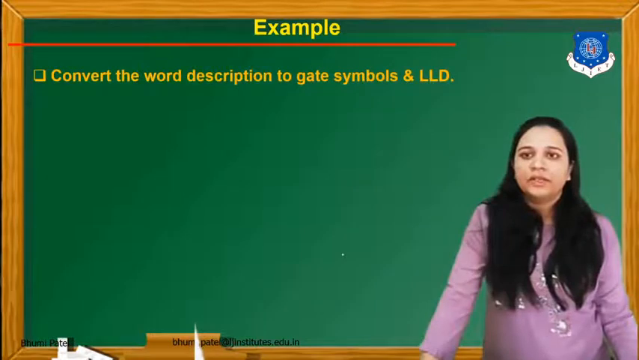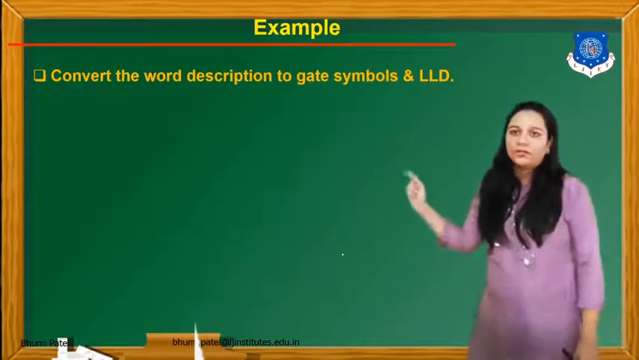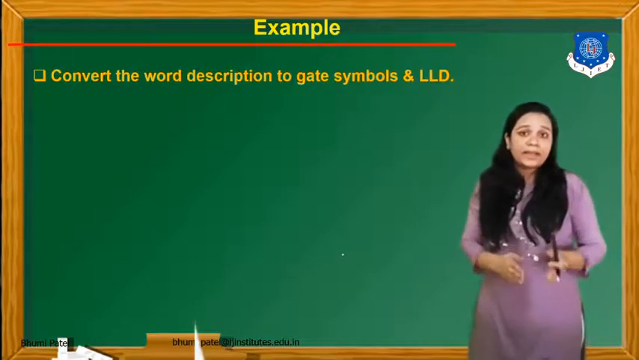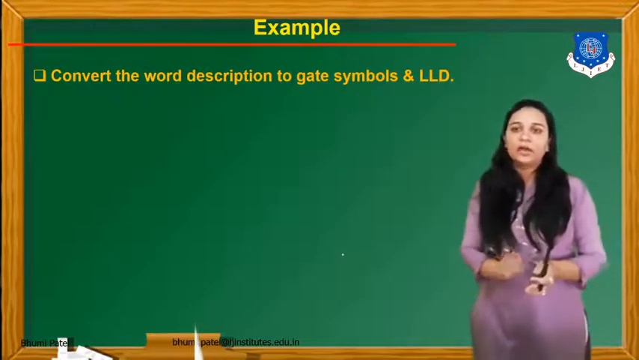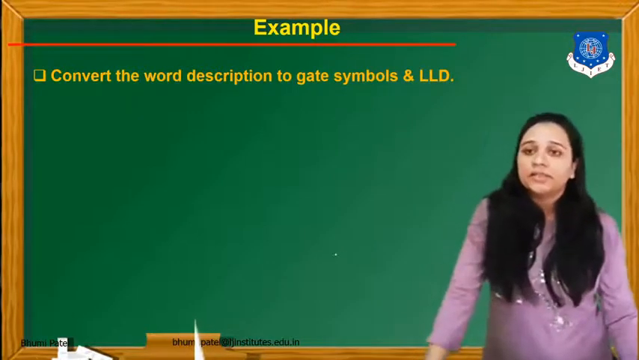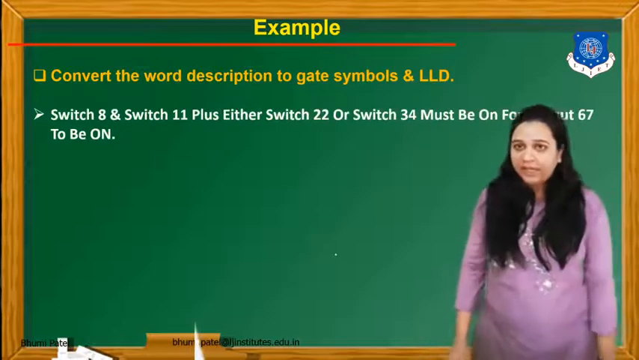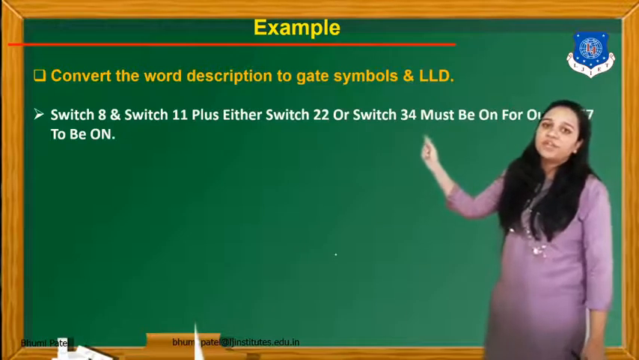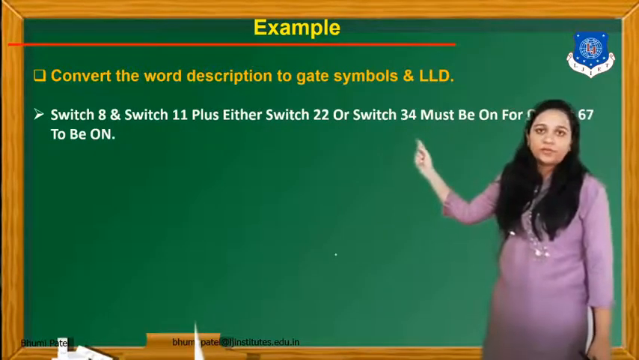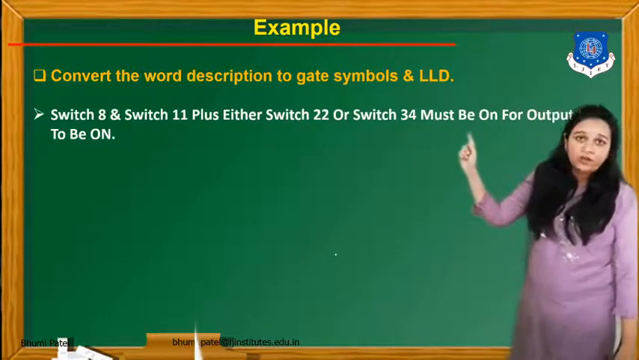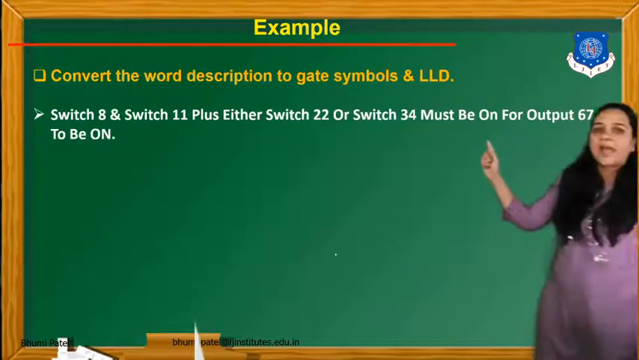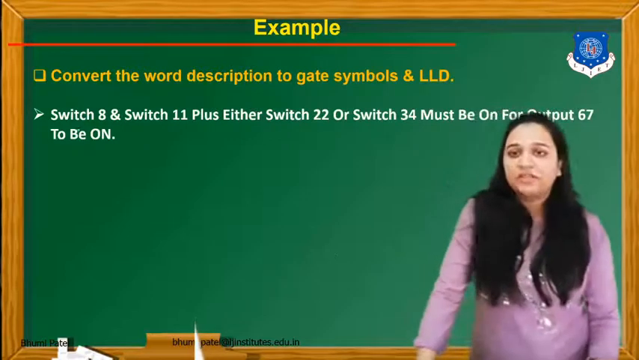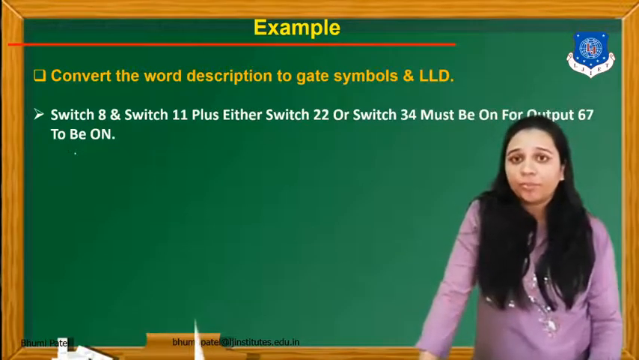Now, the next example is to convert the word description to the gate symbol and the LLD. LLD means ladder logic diagram. Now, what is the question? Switch 8 and switch 11 plus either switch 22 or switch 34 must be on for the output 67 to be on. So first of all, we have to identify which is the output and which is the input.